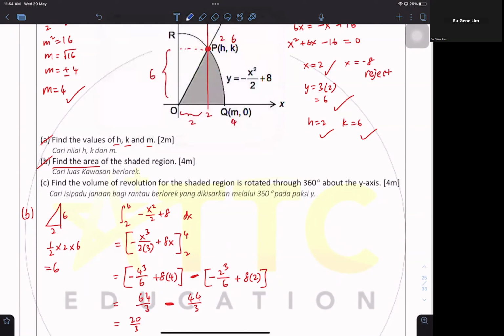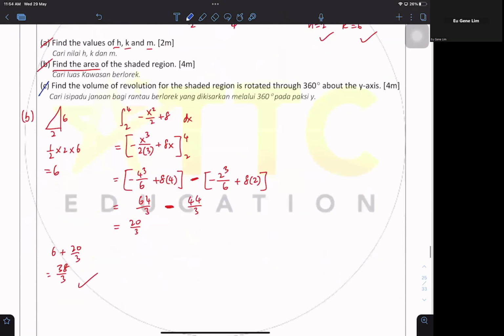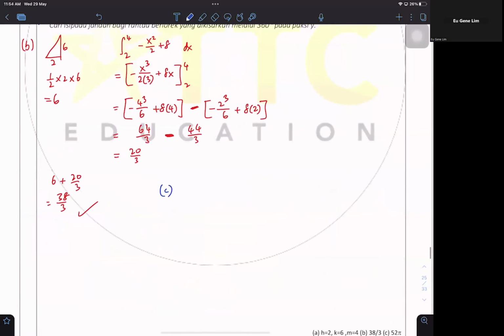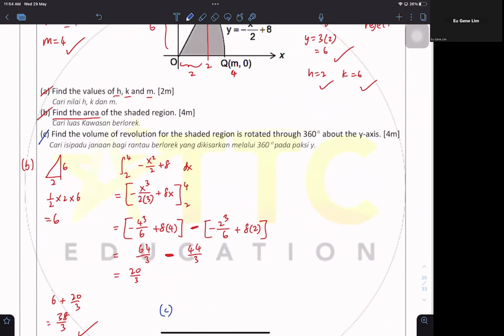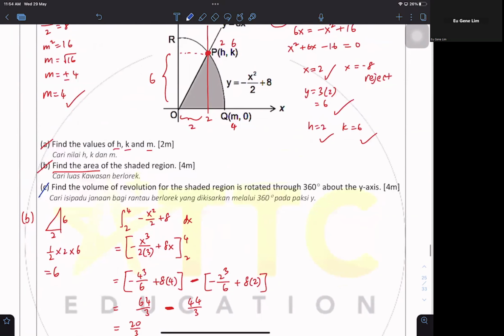Okay, next is the volume lah. Now how to do volume? Remember, volume also integrate. When you want to find volume, it is actually the same step like area. Finding volume is the same like finding area, but you add pi and square. Still remember? If you want to find volume, you first think about area. You just do like how you find area, and then you add pi and square.